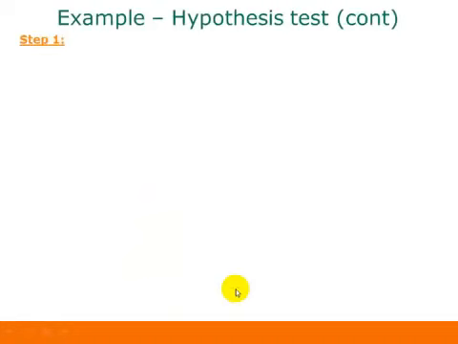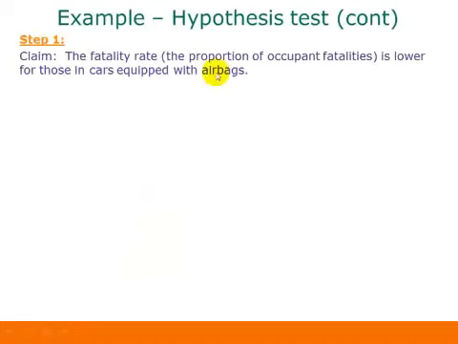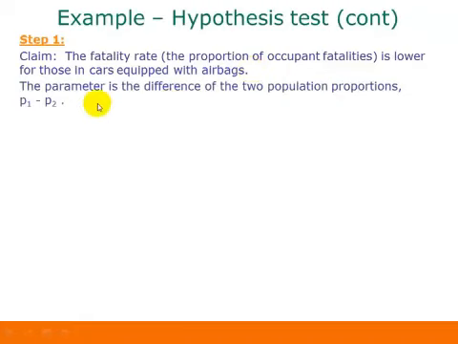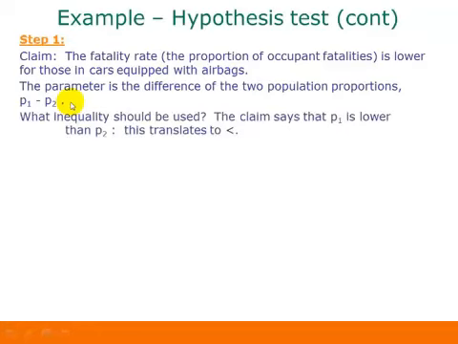So step 1 of our hypothesis test is to write our claim. So the fatality rate, and again we can make this specific so we remember it's a proportion. This is the same as the proportion of occupant fatalities is lower for those in cars equipped with airbags. Our parameter is the difference of the two population proportions, so it's P1 minus P2. And what inequality should we use? The claim says that P1 is lower than P2. So this translates to a less than.